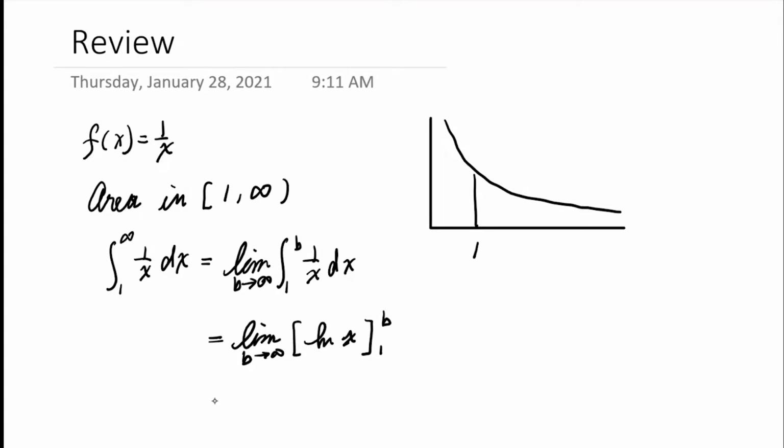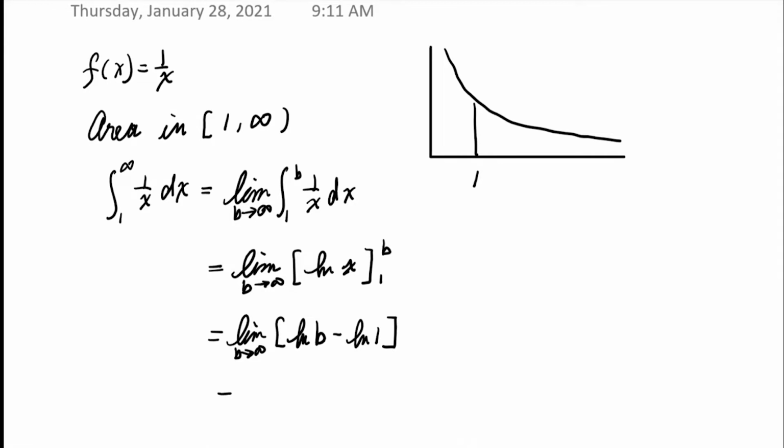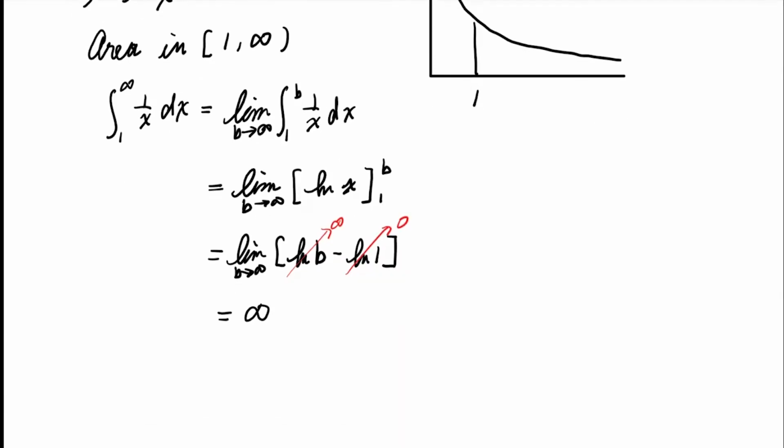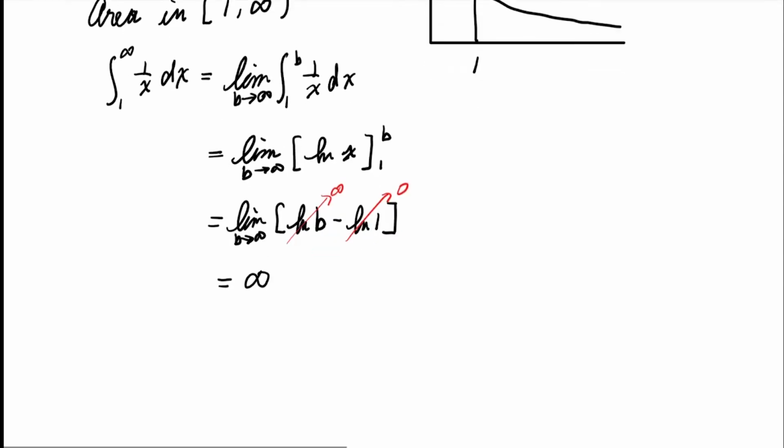Okay. And substitute: limit as b approaches infinity of ln b minus ln 1. And ln 1 is 0. So what we have here is ln b, which approaches infinity, and this is 0. So what we have is infinity, and we knew this is infinite area. Right? Okay. Now the question is, what is the volume of this if you rotate it about the x-axis?